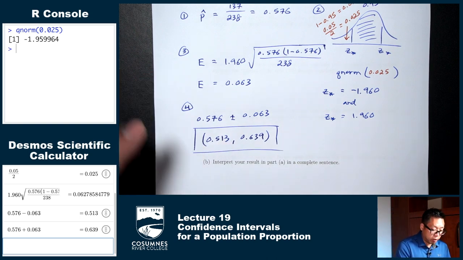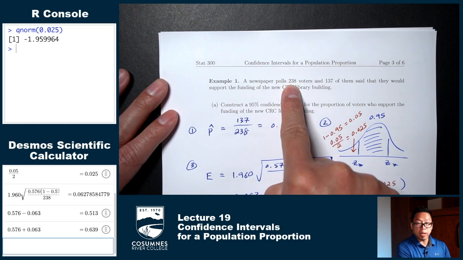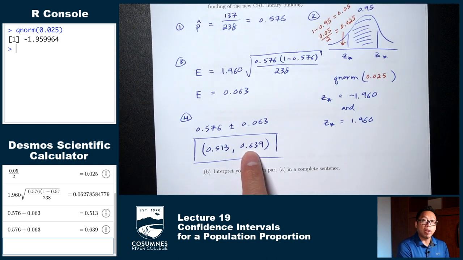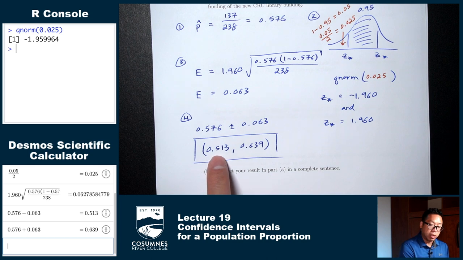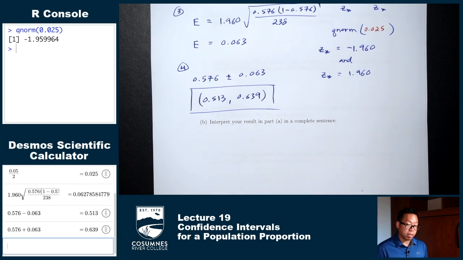Okay, so what we're saying here is that even though we only asked 238 people and we didn't ask every single voter, if we were able to ask every single voter, the true proportion is going to be somewhere between 0.513 and 0.639. Part B, interpret your result in part A in a complete sentence.